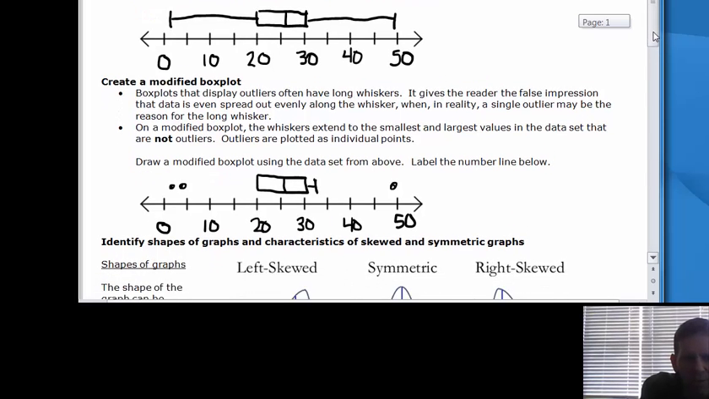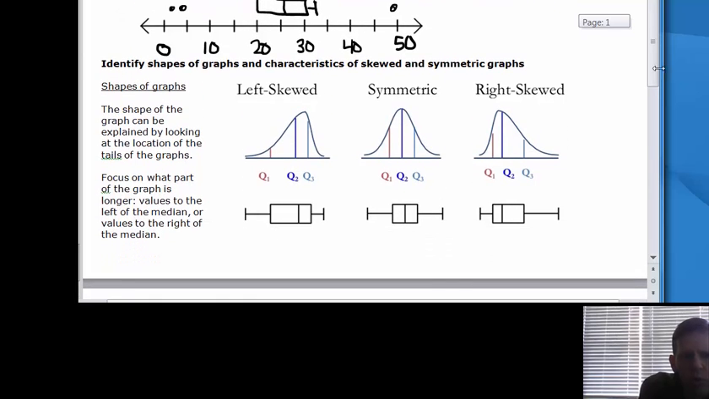One last thing about graphs. We're going to be looking at shapes of graphs today. Shapes of graphs can be explained by looking at the locations of the tails of the graphs. We have 3 graphs that are listed here. This graph is called a left skewed graph, and you might notice that the tallest part of the graph is up here on the right side. The tail is on the left side, so we call this a left skewed graph because the skewness follows the direction of the tail. If there's a long tail on the left, we call it left skewed. If there's a long tail on the right, we call it right skewed.